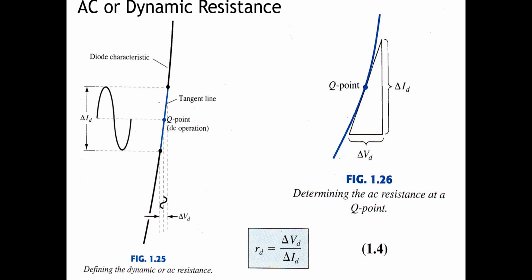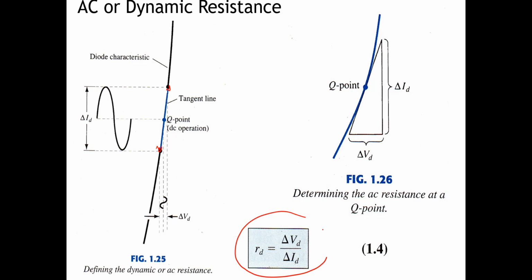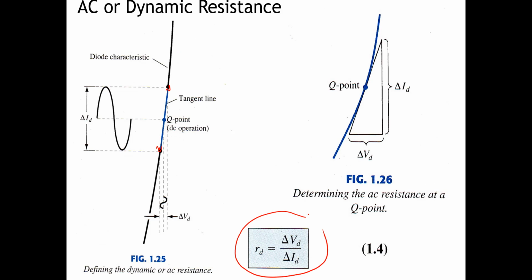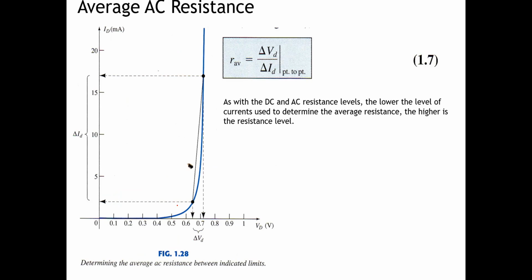And for AC, we have to put two different points here. Like this point and this point, and here maybe this point and this point. Then we calculate delta VD per delta ID, which is the AC resistance. If we analyze the AC using this calculation, we get that for the AC, RD is 26 millivolt per ID. And this is the average AC resistance. Using the graphic, we put two nodes here, and then we calculate the average resistance by delta VD per delta ID.